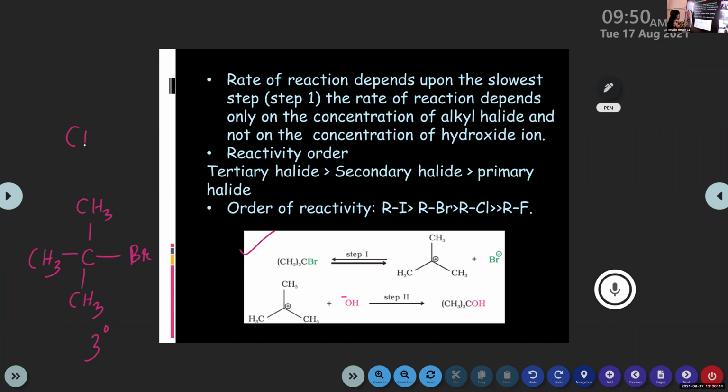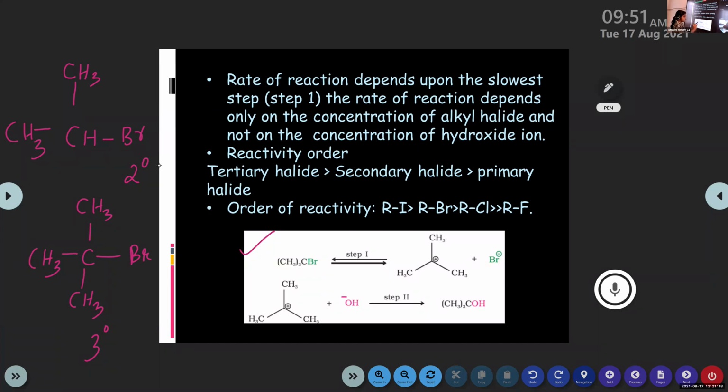Then I will write one example for secondary also. This one is secondary, with 2 CH3 groups. In the case of primary, there will be 1 CH3 group. That's the difference between primary, secondary, and tertiary. So here, this example is a tertiary haloalkane.